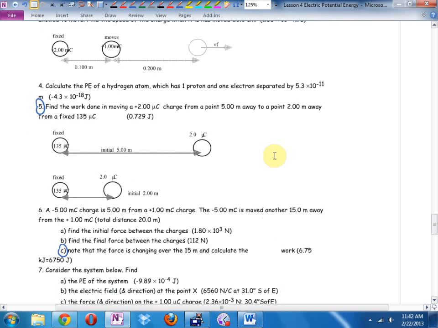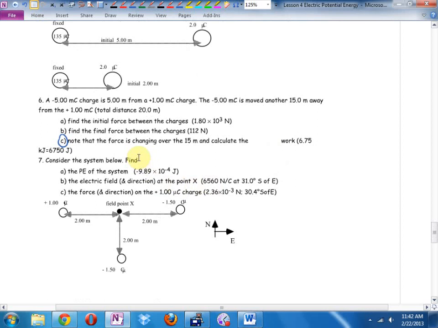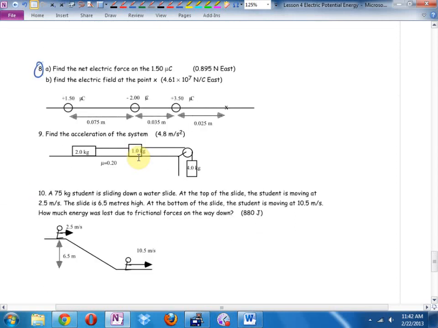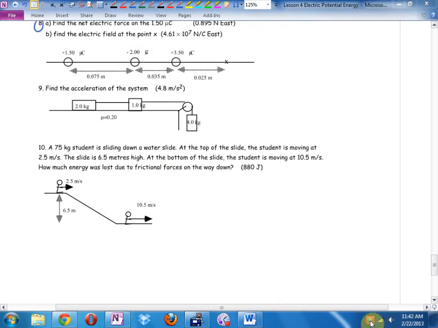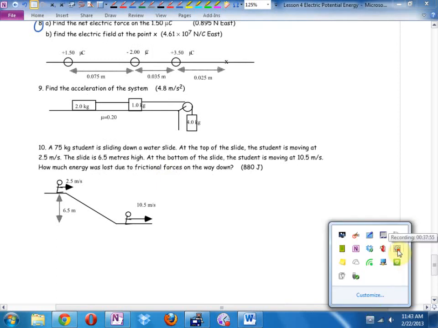Number 5, find the work. Number 6, the reason I skipped A and B want you to find the initial force and the final force. You know what? C says find the work, and you can't use force because the force is changing, so just use change in potential plus change in kinetic, but I think that kinetic is 0, so change in potential. And then number 8, find the net electric force, find the net electric field, and those are all microcoulombs, even though the diagram looks kind of wonky. That's a good review of the last 2 lessons. Okay. I didn't assign those, but you could practice those if you wanted to.